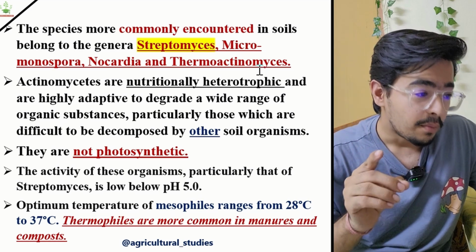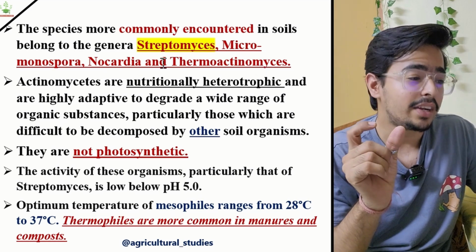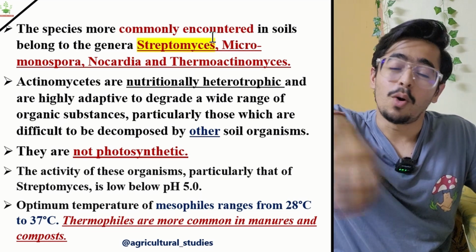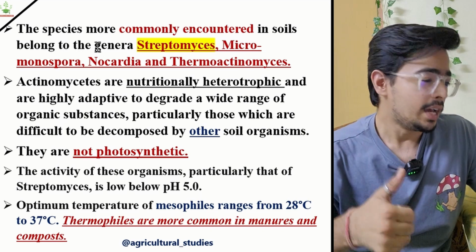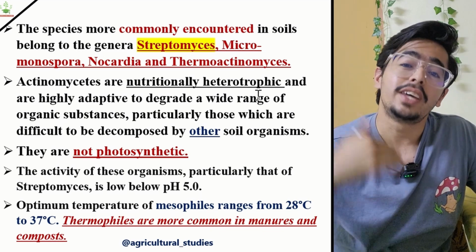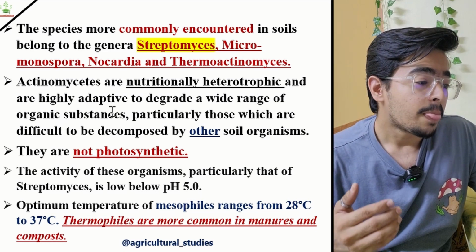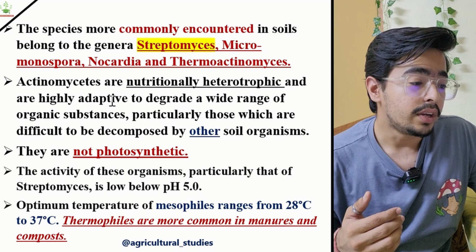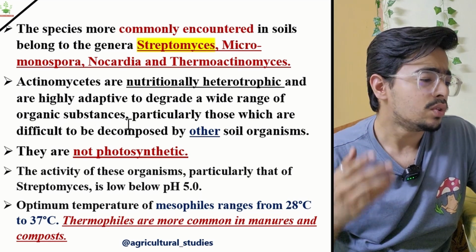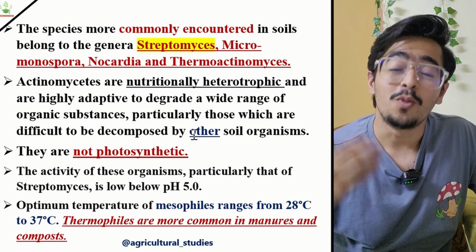I have highlighted this because Streptomyces is the most abundant among all actinomycetes. Please remember that. Okay. Next, actinomycetes are nutritionally heterotrophic. That means they are dependent on other food supply and highly adaptive to degrade a wide range of organic substances, particularly those which are difficult to decompose by other organisms.